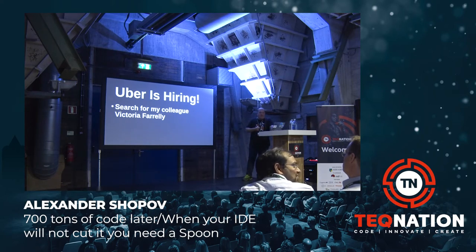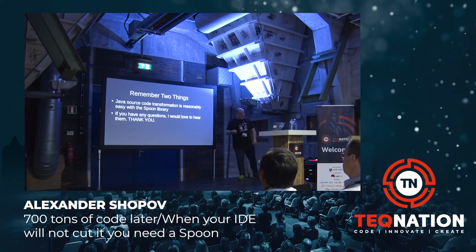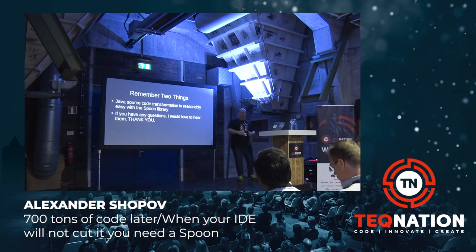At the end of my active participation in this talk, remember two things. Java source code transformation is reasonably easy with the Spoon library. Source code transformations are not what you usually do, but when you need to do them, it's already too late. And that's why they are reasonably easy with the Spoon library. If you have any questions, I'm here to answer them. Thank you very much for your attention.